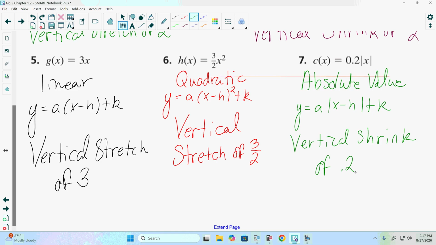Questions on any of this here? What does the x stand for, like quadratic? So all of these here, x is our input, what we're going to plug into the function. The y is what comes out. So x just stands for any x value that we can plug into the function. X is input, y is output.